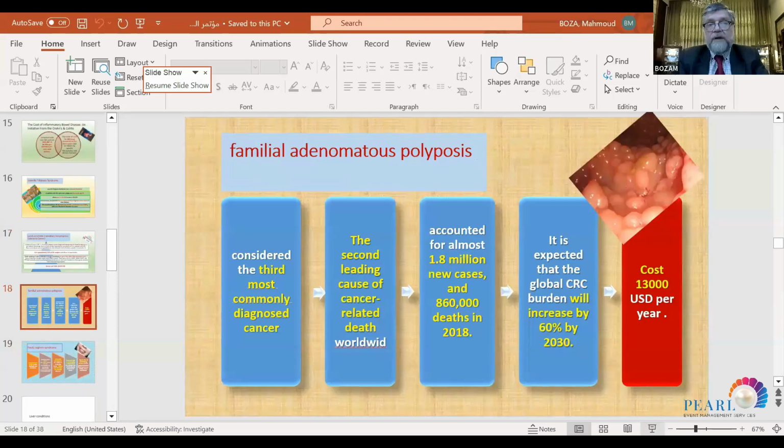The fourth one is familial adenomatous polyposis, which is considered the most commonly diagnosed cancer, and it is the second leading cause of cancer-related death worldwide. And we know it is growing, and we believe that the burden will increase by 60% in 2030. Actually, there are more than 1,800,000 cases, and there is a high rate of death secondary to this disease. The annual cost is very high, around $13,000 per year.